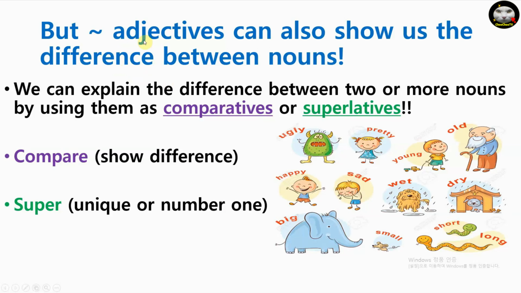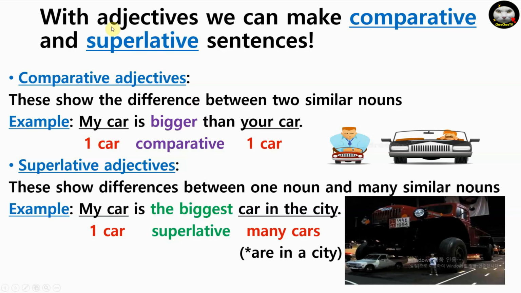But adjectives can also show us the difference between nouns. We can explain the difference between two or more nouns by using them as comparatives or superlatives. Compare, show difference, and super for unique or number one. With adjectives, we can make comparative and superlative sentences.